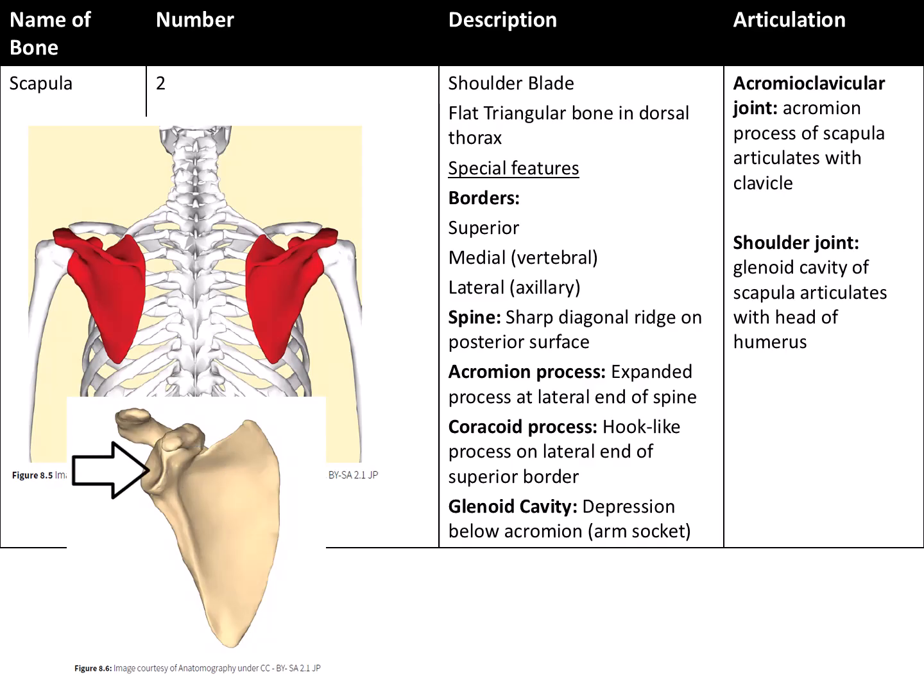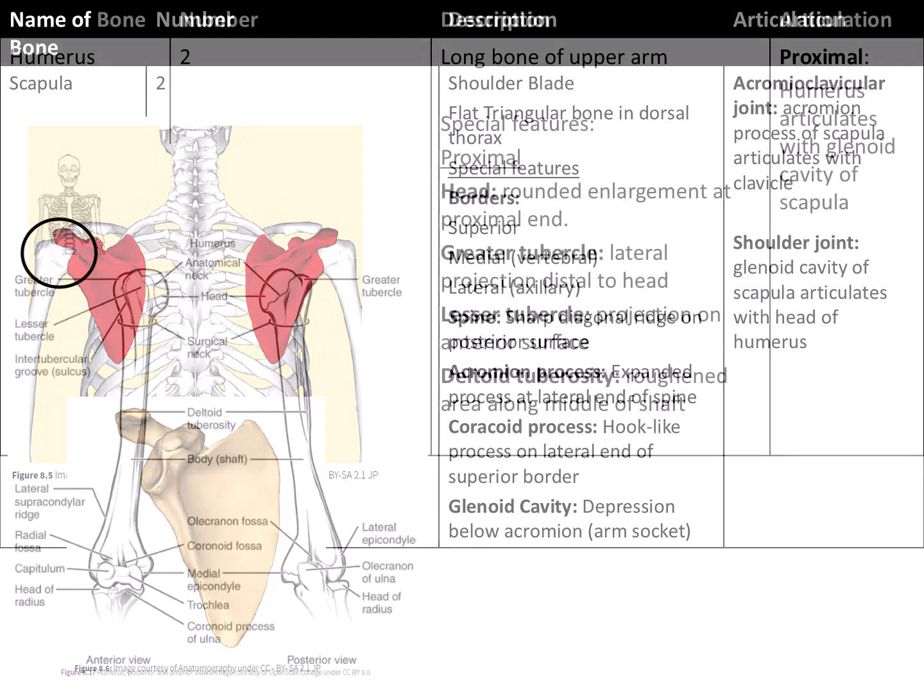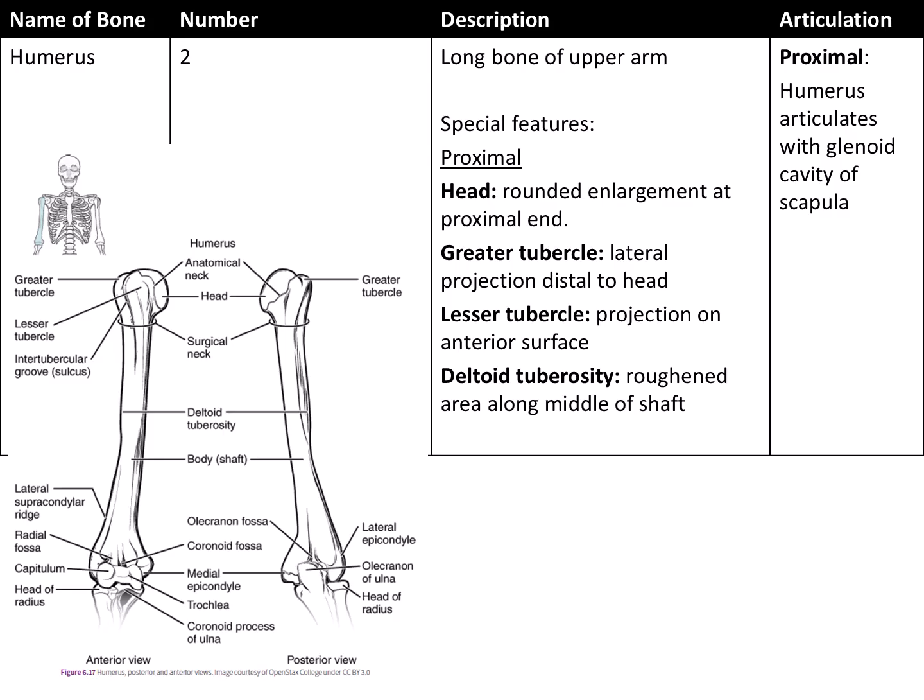As mentioned earlier, the acromioclavicular joint is the point where the clavicle attaches to the acromion process of the scapula. The shoulder joint is where the humerus articulates with the glenoid cavity of the scapula. Next up is the humerus. Proximal and distal ends of this bone have different features.